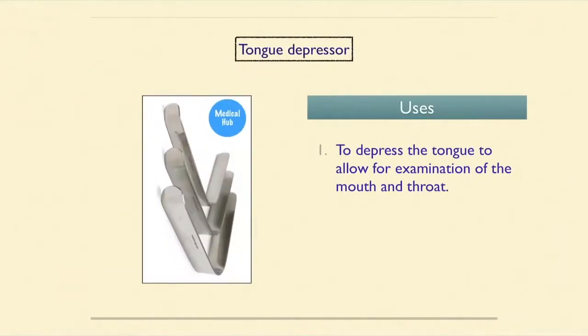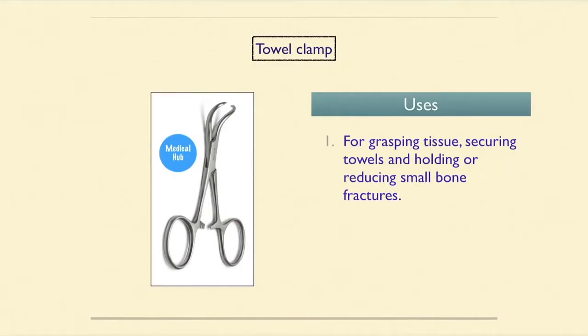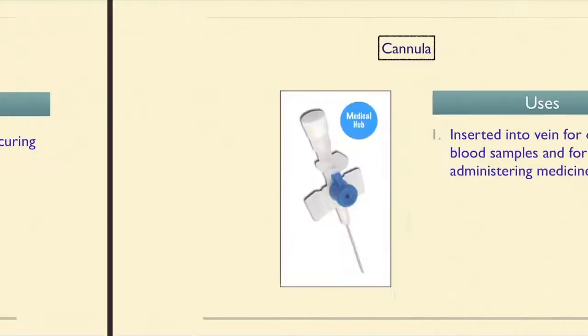Next one is tongue depressor. So it is used to depress the tongue to allow the examination of the mouth and throat. Next one is the towel clamp. So it is used for grasping tissue, securing towels and holding or reducing small bone fractures.